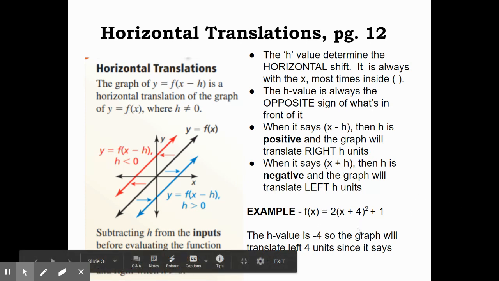Example here. So in the equation, f of x equal 2 parentheses x plus 4 squared plus 1, the H value is in the parentheses with the x, but it's opposite the sign. So the H value is negative 4, which means the graph will translate left 4 units. Okay?